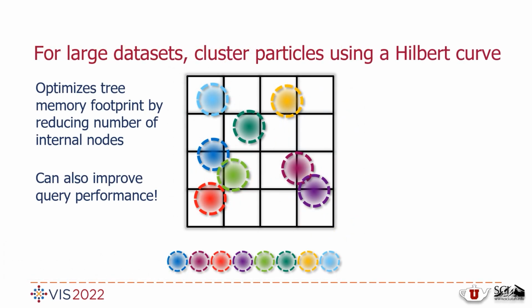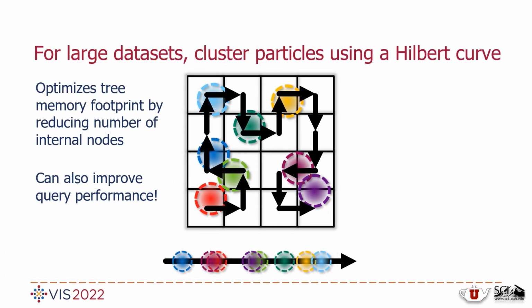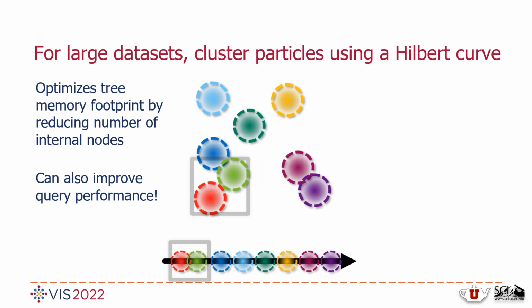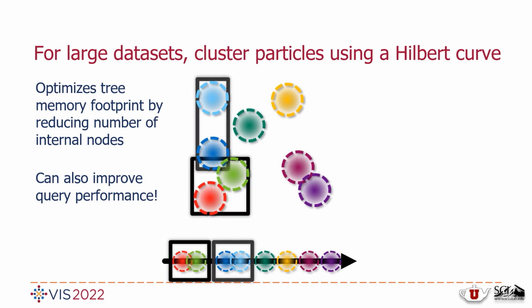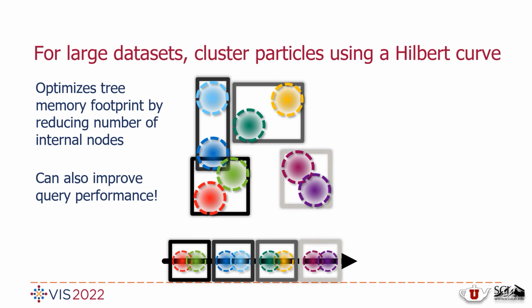Finally, for very large datasets, we recommend clustering particles along a Hilbert space-filling curve. This optimizes tree memory footprint by reducing the number of internal nodes. We also discovered that in some cases, this can improve query performance, especially where overall particle overlap is really high.